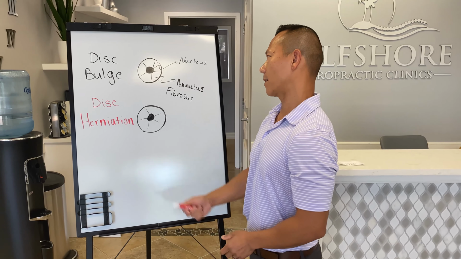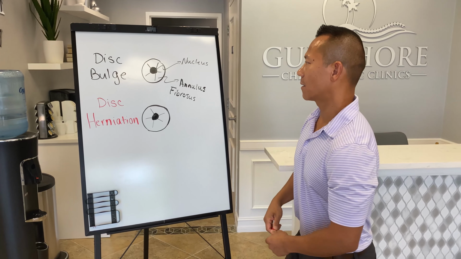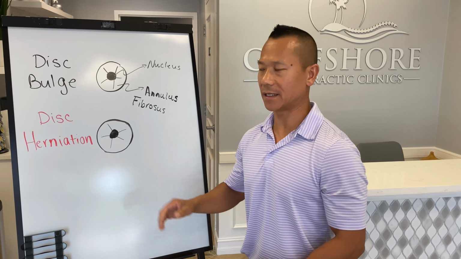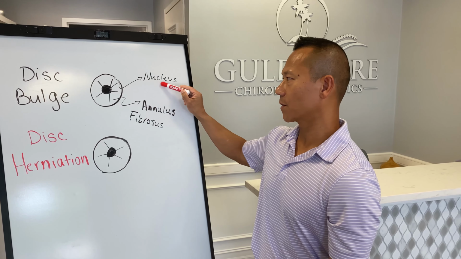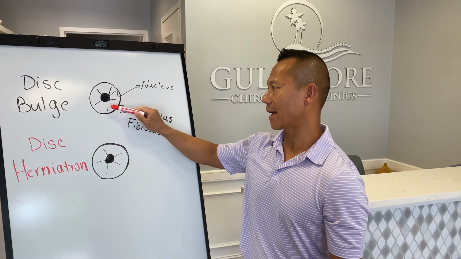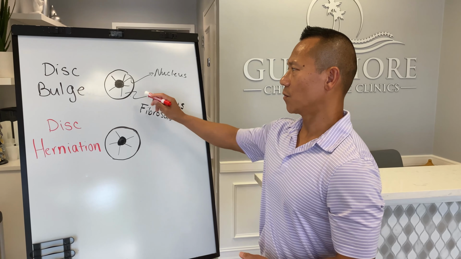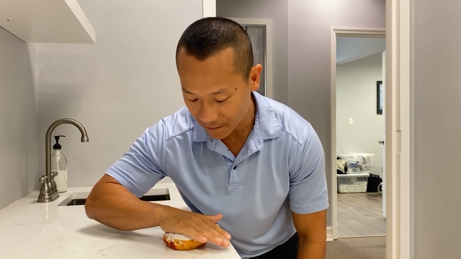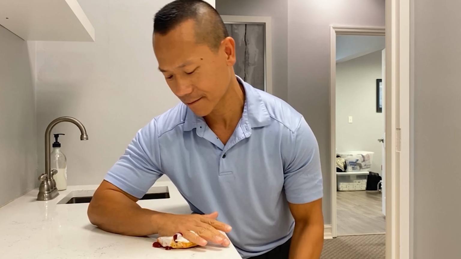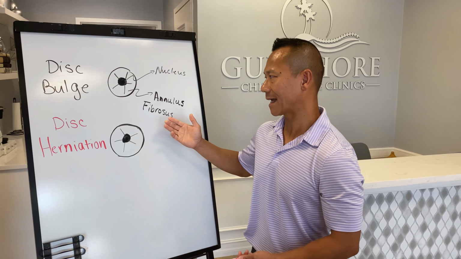Now we have a little diagram here that I drew, just going through the anatomy of a disc. Typically you have two portions of the disc that we're going to walk you through. The inside here is called the nucleus, okay? And the outside is called the annulus fibrosus, okay? Think of your nucleus as a gel-like substance, like the jelly portion of a donut. Now the outside of the donut is more fibrous, right?